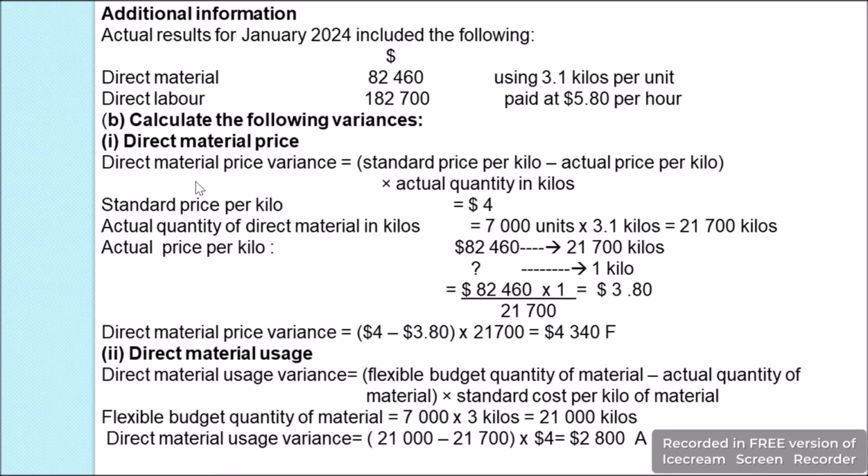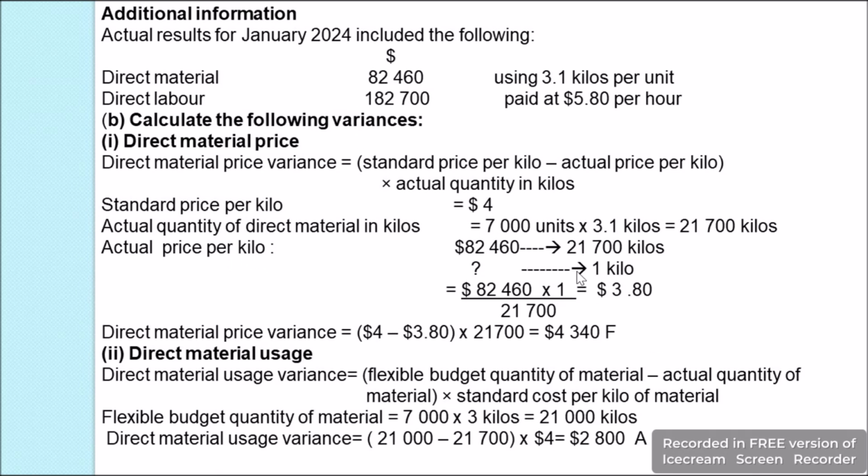The formula for direct material price variance is equal to standard price per kilo minus the actual price per kilo times actual quantity in kilos. Standard price per kilo was given as $4. Actual quantity of direct material in kilos: we are producing 7,000 units and for each unit we require 3.1 kilos. So it will be 7,000 times 3.1, which will be 21,700 kilos.